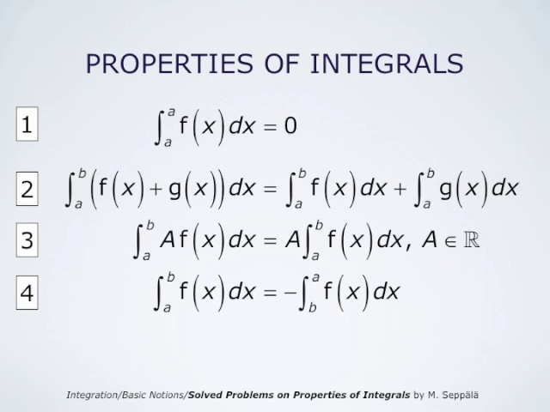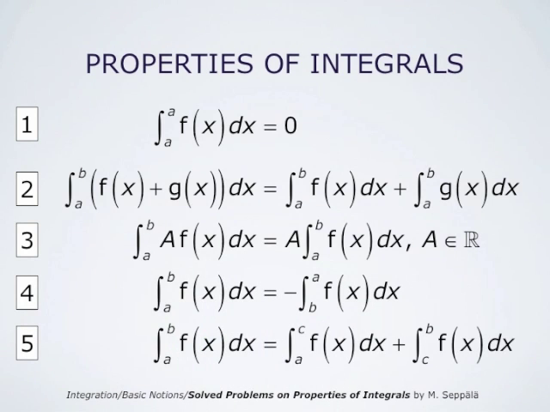Fourth property says that the integral from a to b of f of x dx is the negative of the integral from b to a of f of x dx. That is, if we exchange the roles of a and b, the endpoints of the interval, then the lengths of the subintervals get replaced by negatives of those lengths. Therefore we have property number 4.